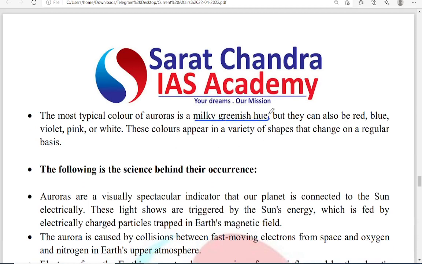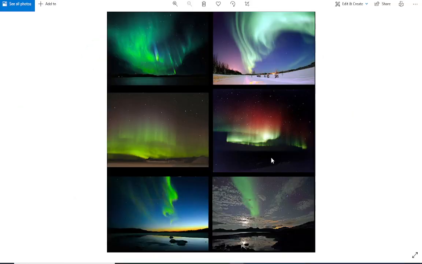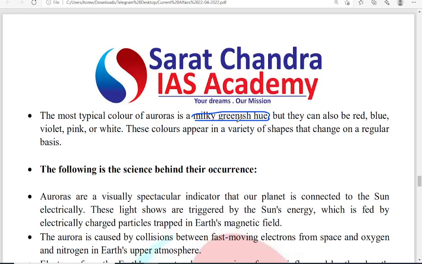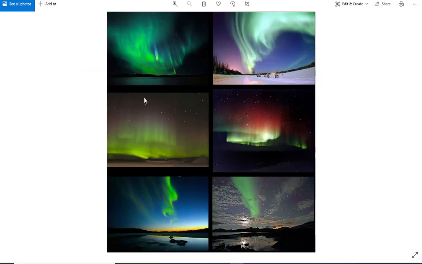The colors are like a milky greenish blue color. I will show the pictures. So here, how we see the auroras. This is a beautiful sight, almost a feast to the eyes. We must be very lucky to see such a beautiful natural phenomenon in the sky. They are mostly milky greenish, sometimes red, blue, violet, pink and white, in a variety of shapes that change on a regular basis. As you can see here, they have a variety of shapes and different colors. Mostly the greenish color dominates, but other colors like red, pink and blue also come.